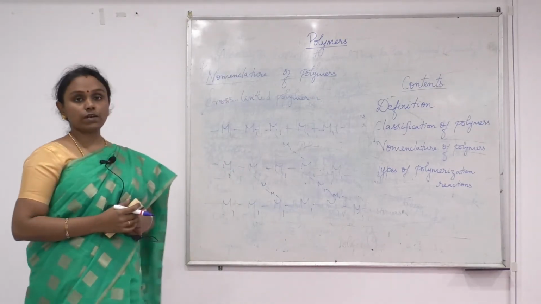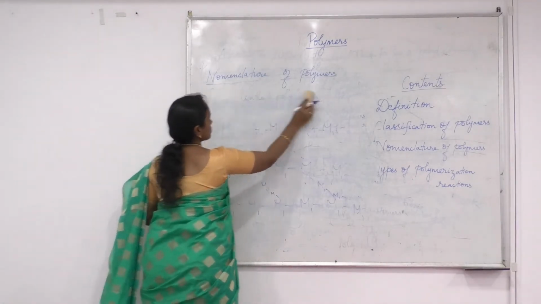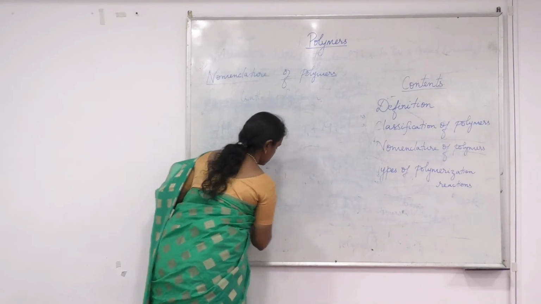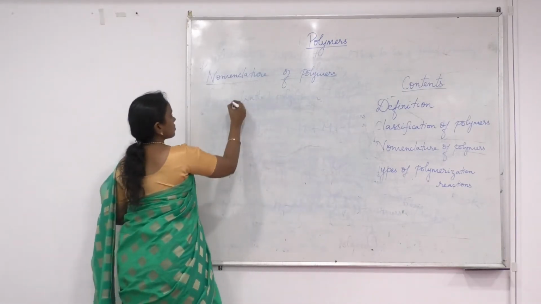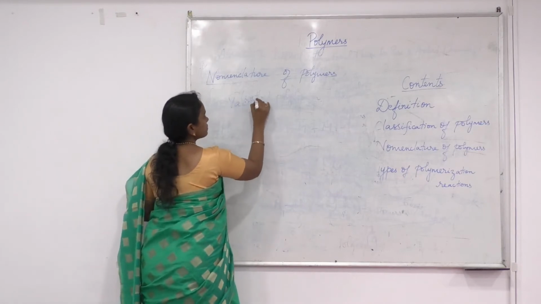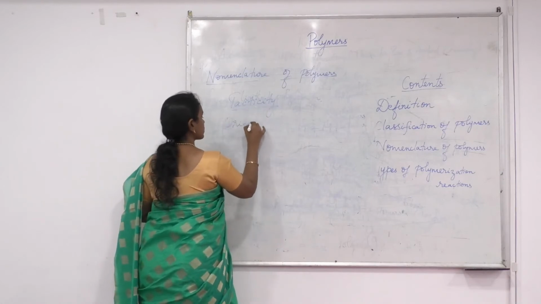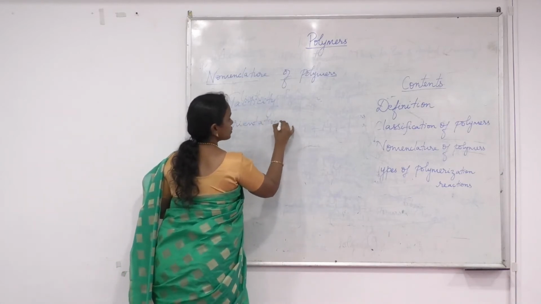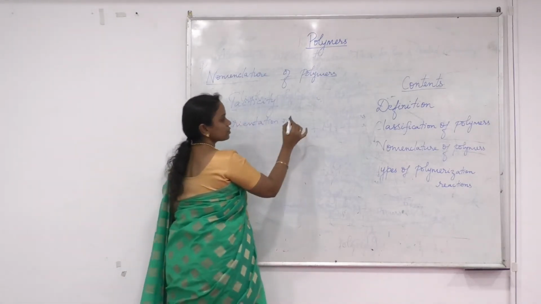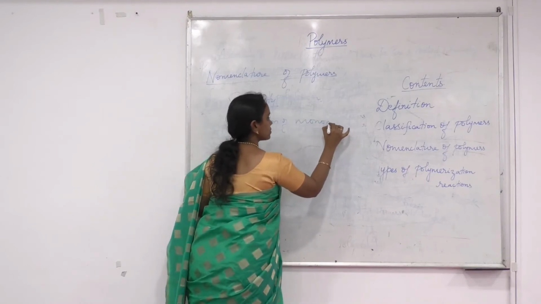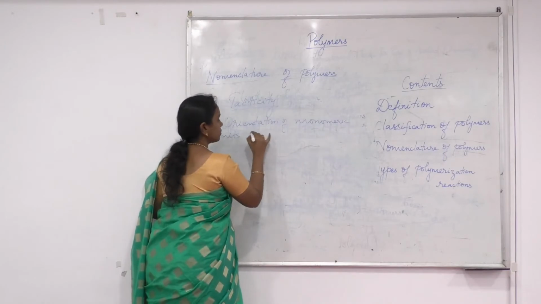Next we will see what is known as tacticity. Tacticity means orientation. Orientation of the monomeric molecules in the polymeric chain. Tacticity means orientation of the monomeric units in the polymer chain.